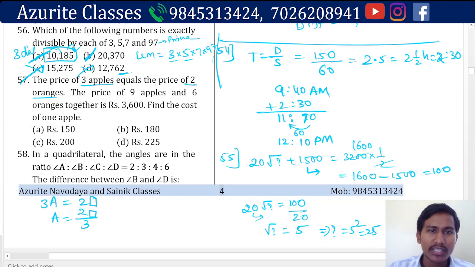Okay, now next here they are asking 9 apples and 6 oranges together is this much. So you take 9 apples plus 6 oranges, that is 3600. So 9 into 2 by 3, 9 into 1 apple, we have to find it. Then what we'll do, we'll go in terms of apple, it will be easy.